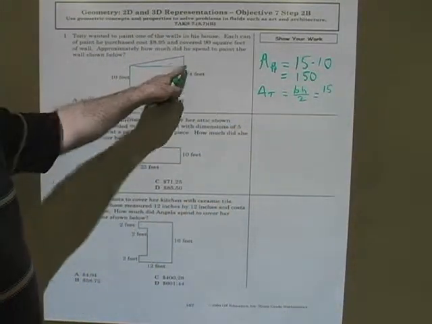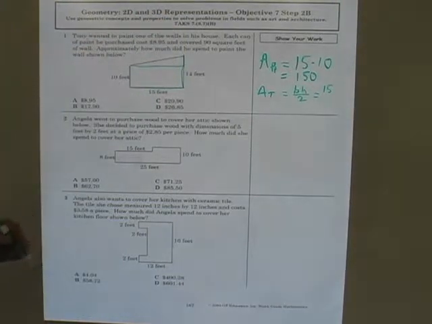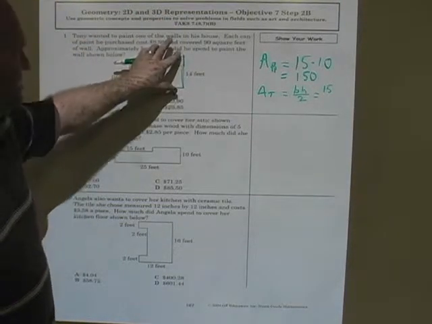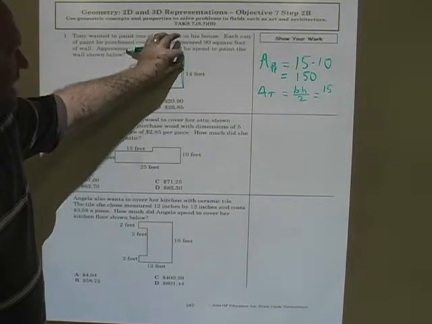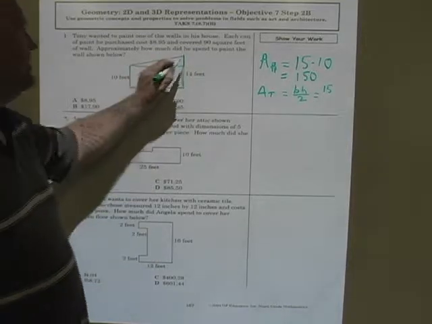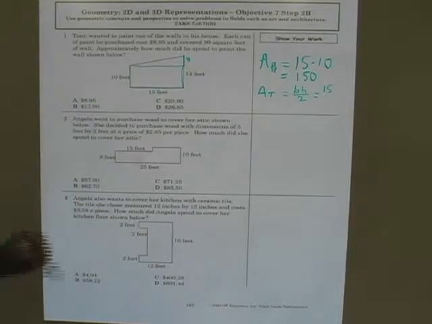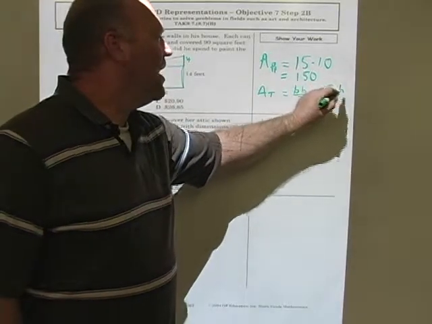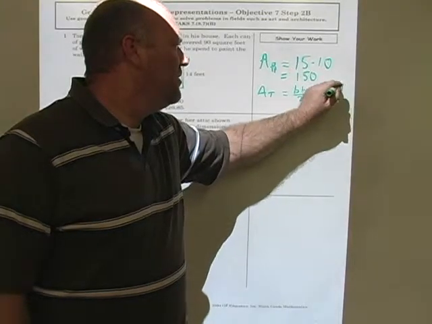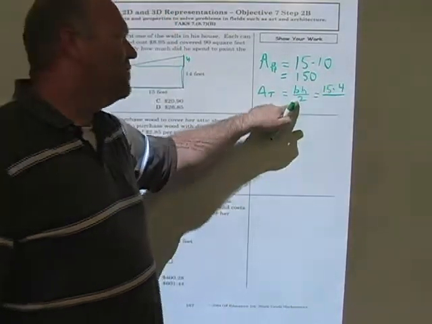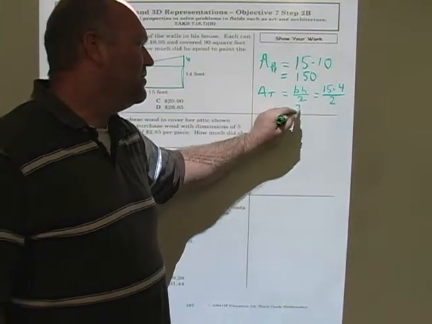The height is this right here. That's the height of the triangle. Well, if we know this is 14, and we know this is 10, then the height has to be 4. Okay? So we can plug that in for height. Plug 4 in for height, and then over 2. And do the math for that, and you get 30.